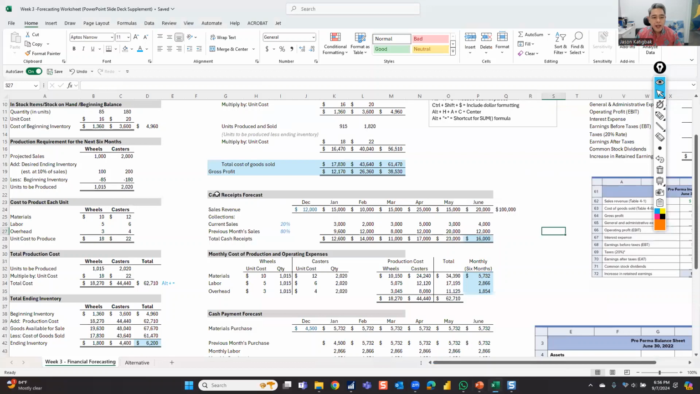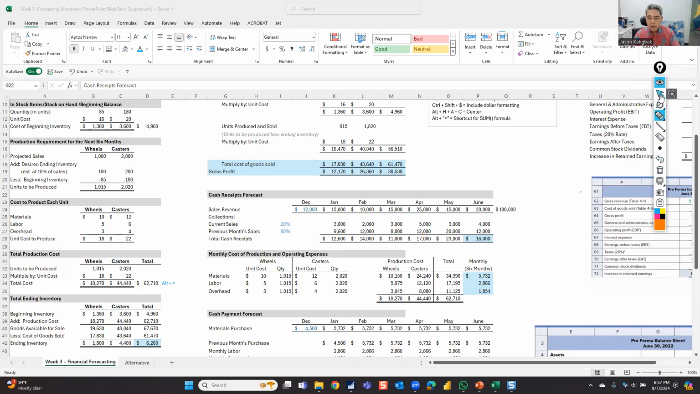Now, basically, that's the cash receipts forecast, the first one. So as of June, there is actually a cash receipt of 16. But does it mean that this is the cash balance in the balance sheet? Not really. That's the incoming cash. So what is the cash balance? I need to consider the cash outflow, the payment. So that's why I need now to include the cost of production and the operating expenses.